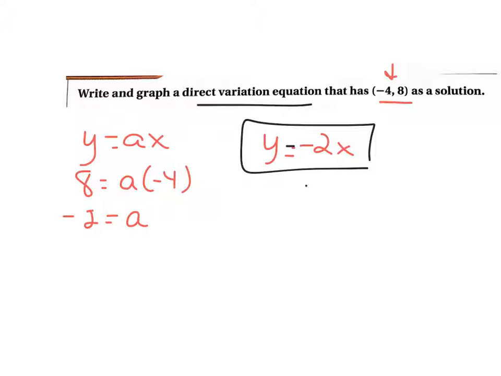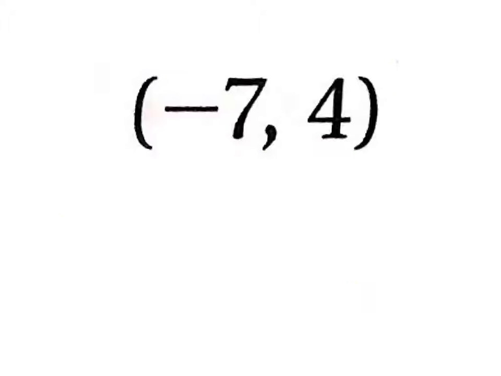They also wanted you to graph it, so I'm going to draw a little graph here. Remember, your graph of direct variation has to go through the origin. So I'm going to start at the origin. The constant of variation, or the slope, is -2. So I'm going to go rise -2, run 1, get my other point, connect the dots, and there it is. That's all there is to it.